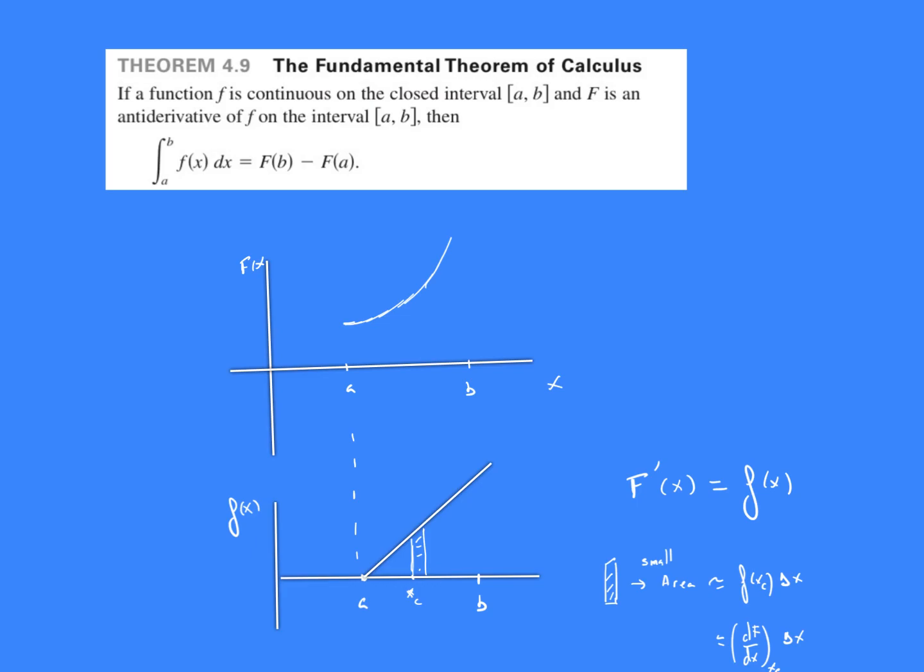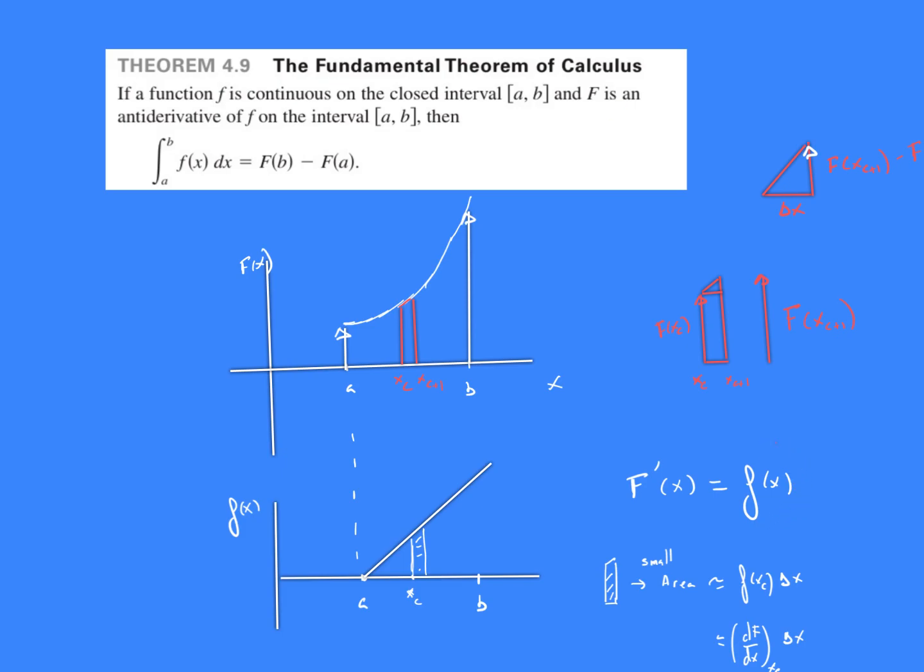Welcome back. In this video we are going to analyze and make a proof of the fundamental theorem of calculus. The theorem says, consider a function f, little f, that is continuous on the closed interval [a, b]. Capital F is the antiderivative of f. So the derivative of capital F is little f.